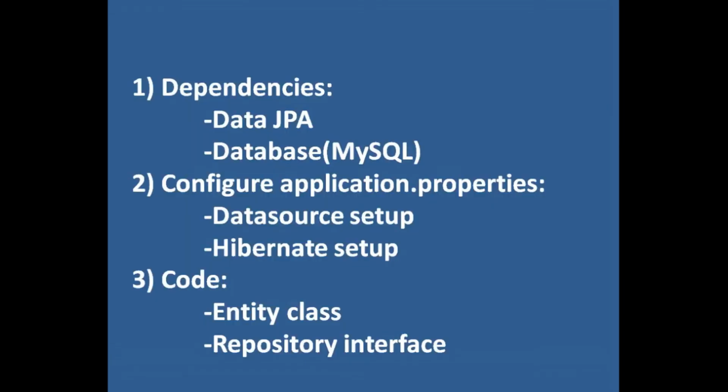Again, in summary, to answer this question, we need to mention 3 things. First, dependencies. We need to add data JPA and database dependencies. Second, we need to configure application.properties file. We need to set up data source and Hibernate. Third, code. We need to create entity class and repository interface.